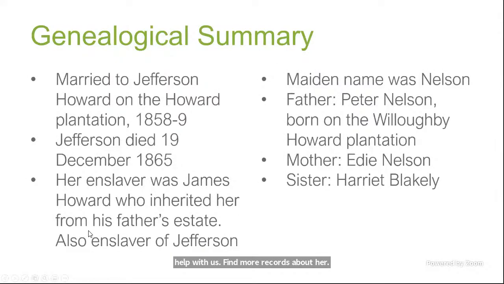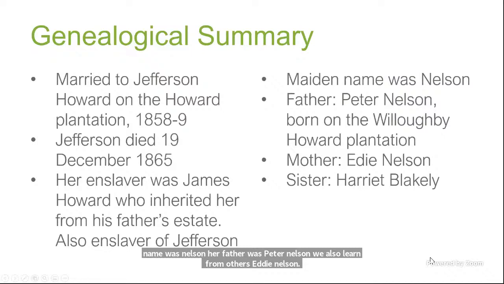In the genealogy summary of Pearly, she was married to Jefferson Howard on the Howard plantation. She even personally described it herself as being in front of her father's house. Her enslaver was James Howard, who inherited her from his father's estate. That was Willoughby Howard. It also said in the document that James and Willoughby were the enslavers of Jefferson. We learned her maiden name was Nelson. Her father was Peter Nelson. We also learned her mother's name was Eddie Nelson.